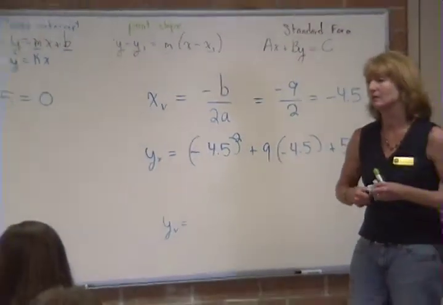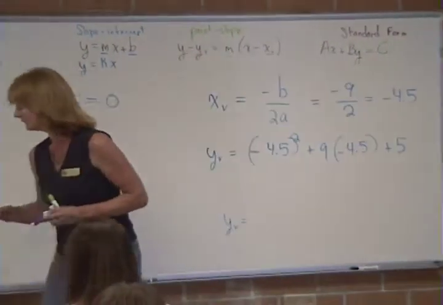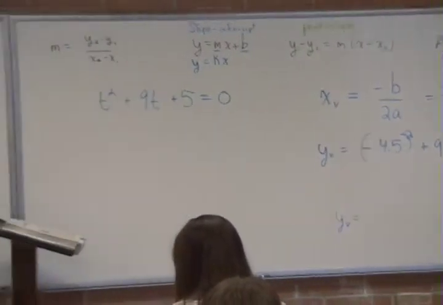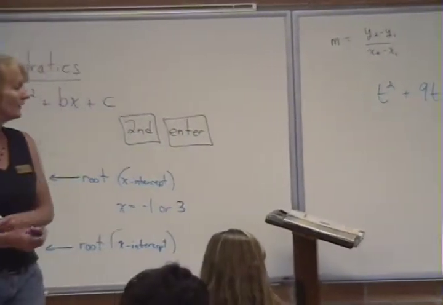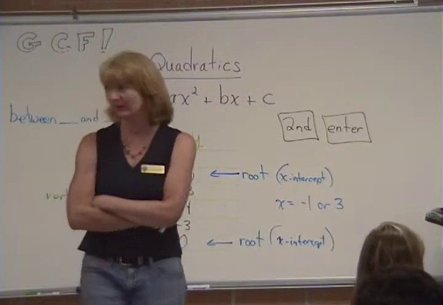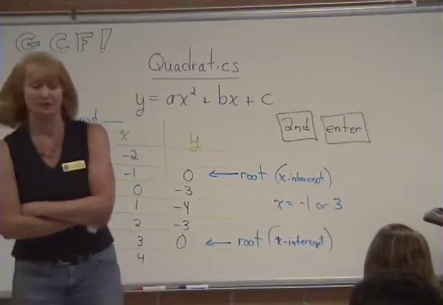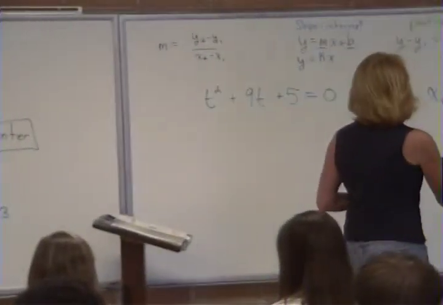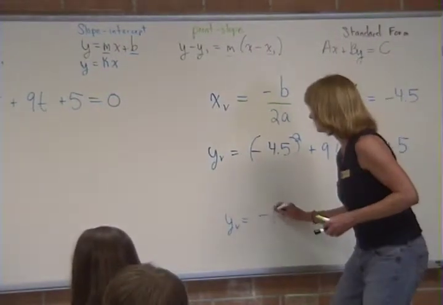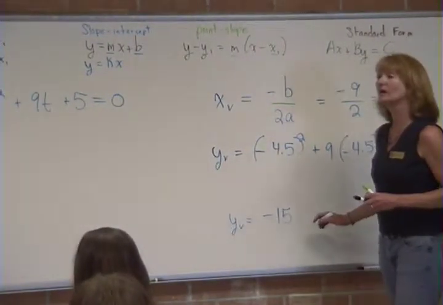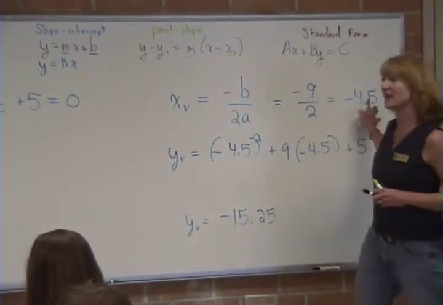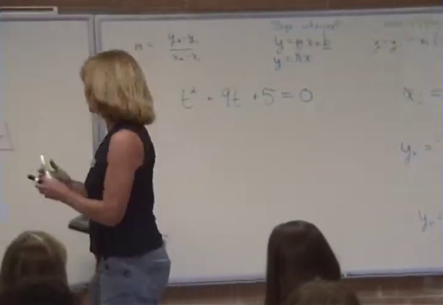What'd you get? Negative 4.5 in parentheses, squared, so it's going to be around 16, minus around 36. Good. Negative 15, this has to be in parentheses, Abby. This has to be in parentheses. Negative 15 point, what? 25. Thank you.